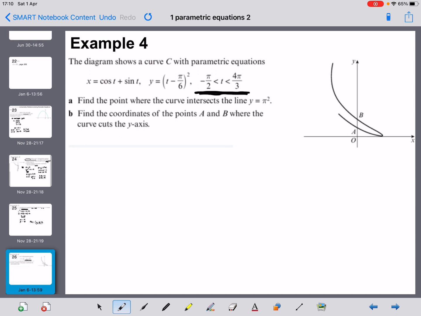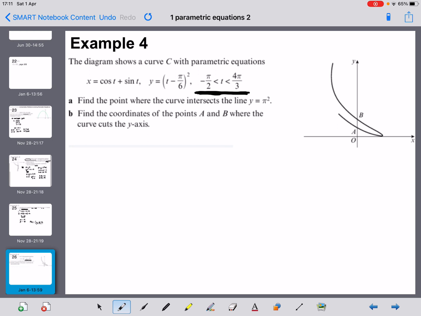So for each of these two parts of the question, we need to consider the domain of the parameter because we're going to get values for t, and some of them might be outside of that range. Anything outside of that domain of the parameter, we need to disregard. So pay attention always to the domain of the parameter.